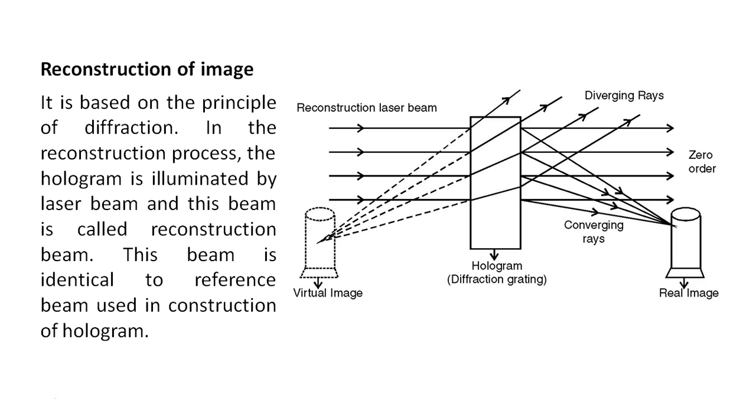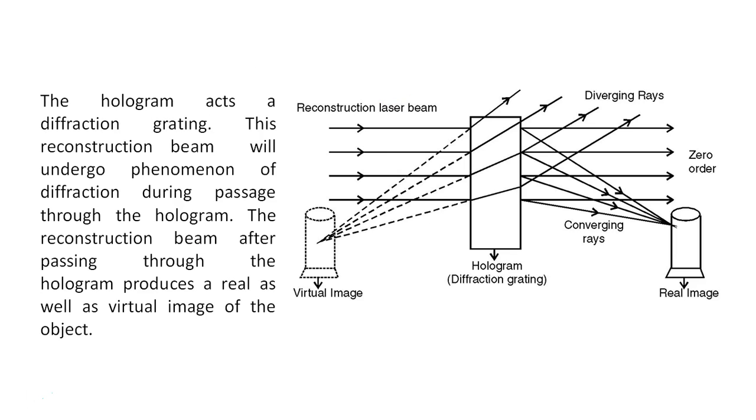Now the reconstruction of image. It is based on the principle of diffraction. In the reconstruction process, the hologram is illuminated by laser beam, and this beam is called reconstruction beam. The hologram is illuminated by the reconstruction laser beam. This beam is identical to the reference beam used in construction of hologram. The hologram acts as a diffraction grating.